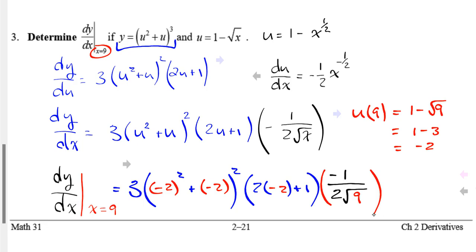So again, this is telling me the slope of the tangent line where x is equal to 9 of this composition of functions. What's it work out to be? I don't know. 4 minus 2 is 2, squared is 4, times 3 is 12, times negative 3 is negative 36, times a negative is positive, divided by 2 is 18, divided by 3 is 6. Do you get 6? Yes.